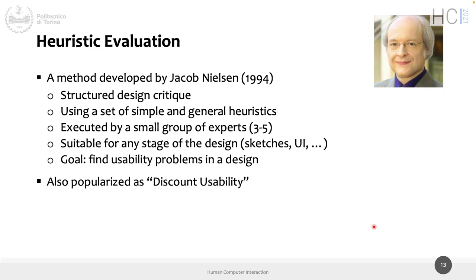Nielsen came up with this heuristic evaluation that, as I was saying, is a structured design critique: experts giving critiques to a user interface using a set of 10 heuristics defined by Jakob, executed again by a small number of people, 3 to 5. It's enough, 3 to 5. After that, the benefits will decrease.